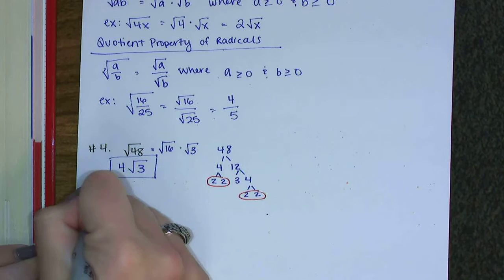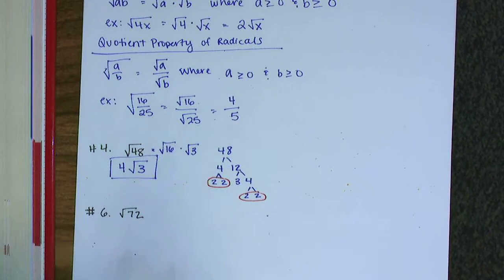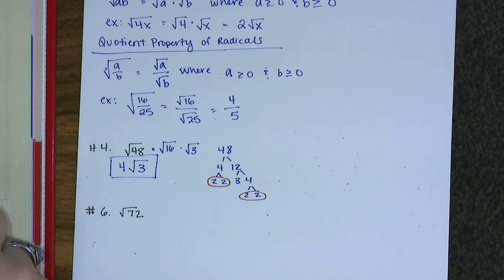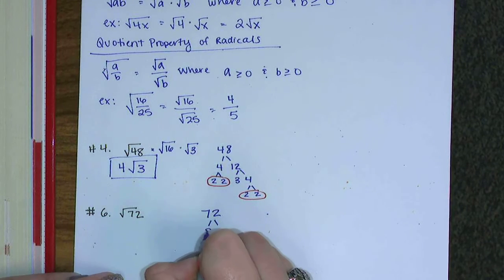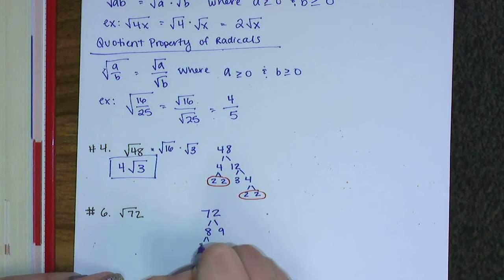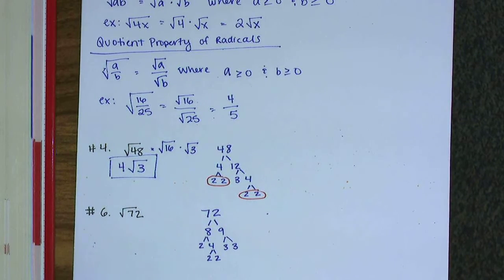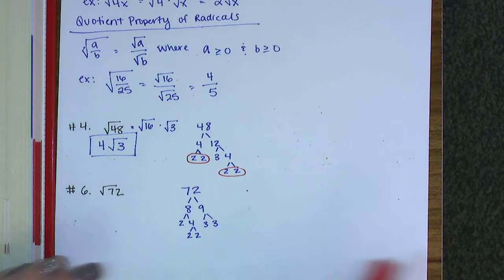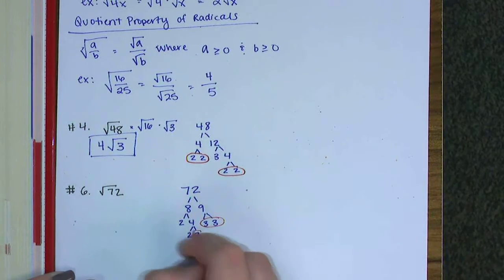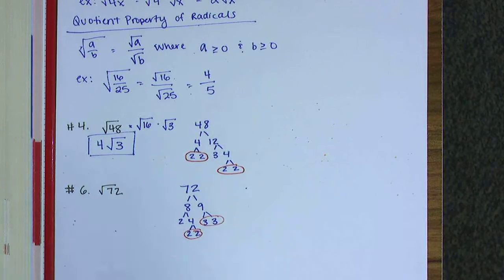Number 6. So this one's another similar one. Square root of 72. So my recommendation is the tree. 72 is 8 times 9. 8 is 2 times 4. 4 is 2 times 2. 9 is 3 times 3. So now I group pairs of things together. And so I have a group of 3's, a group of 2's, and a 2 left over. So I pull out a 3, I pull out a 2, and I leave a 2 inside.